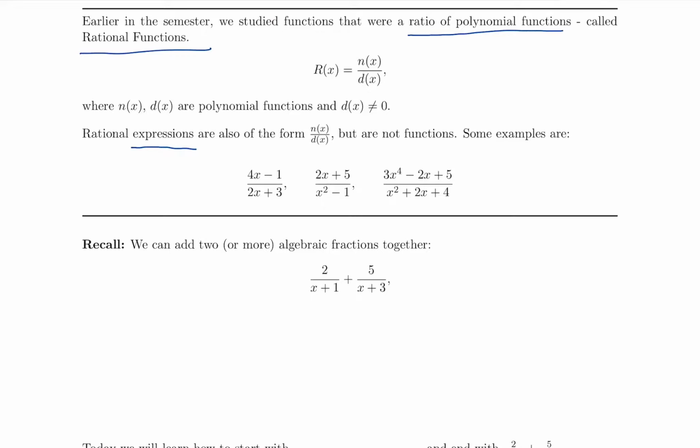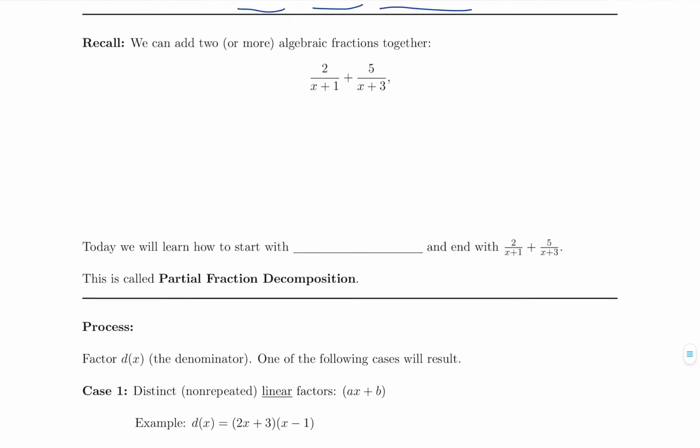Okay, so a rational expression is of the form N(x) over D(x), so polynomial over polynomial, but they're not necessarily functions. So like these. They're just expressions. So how do we combine rational expressions, or just two fractions in general, when we add?